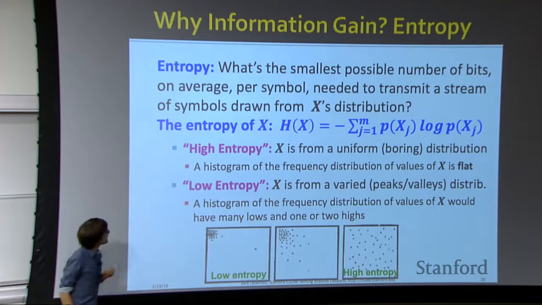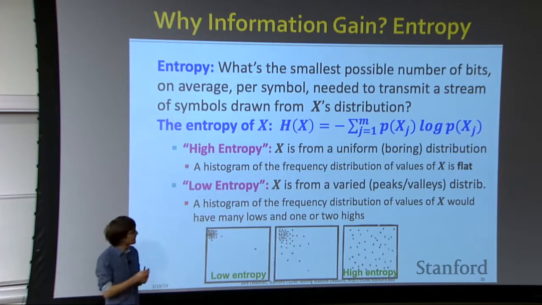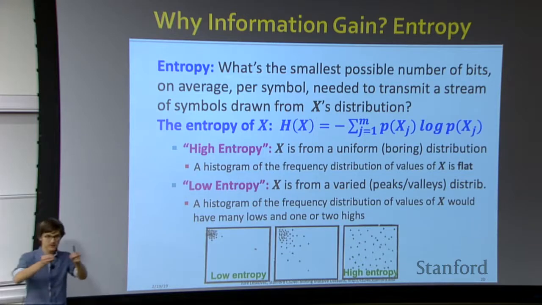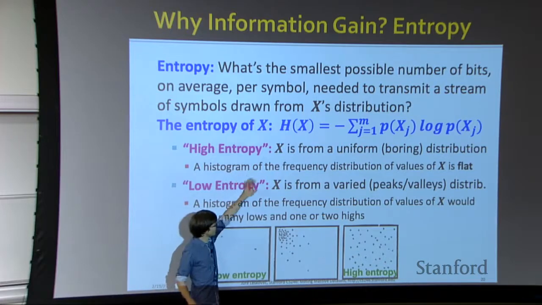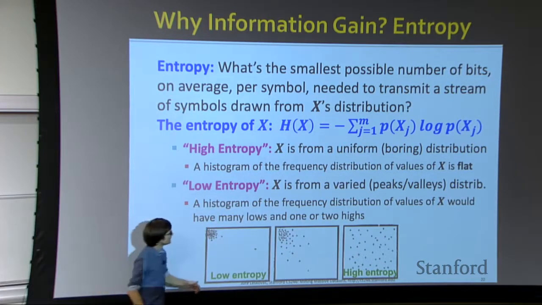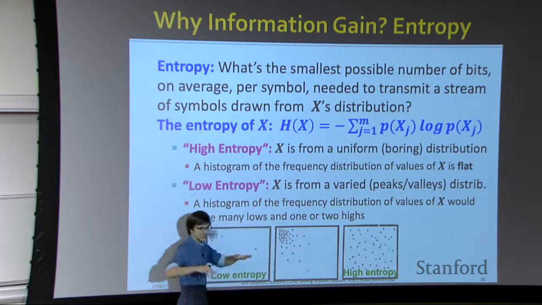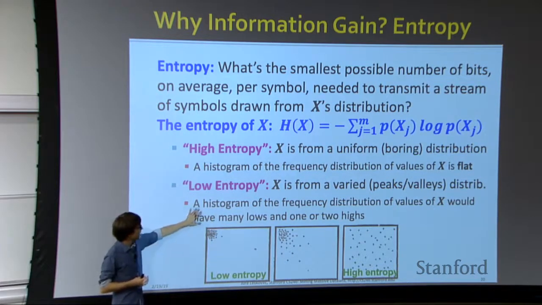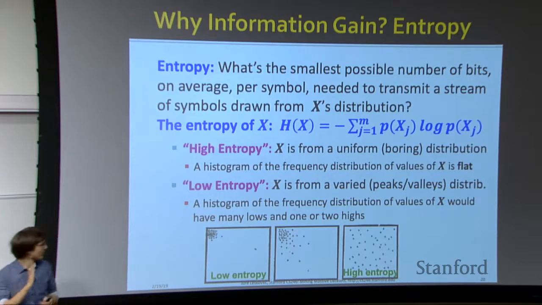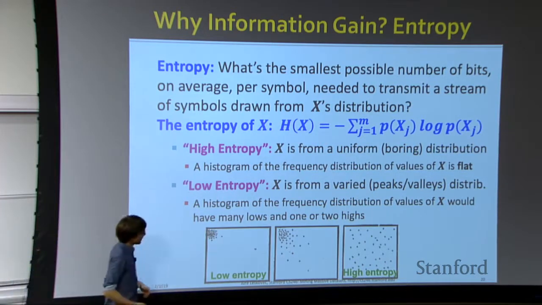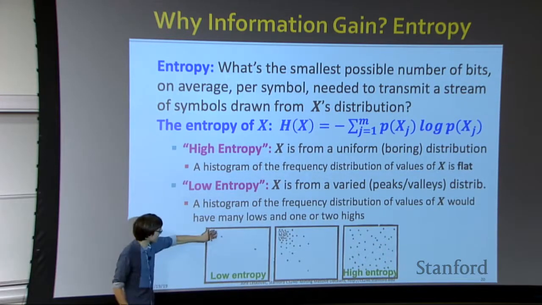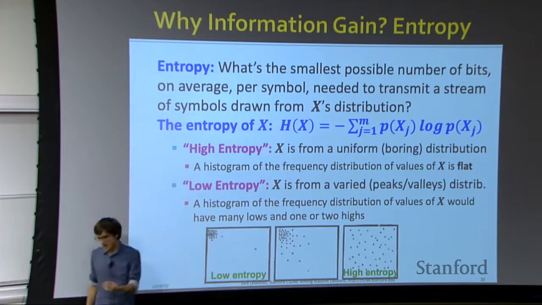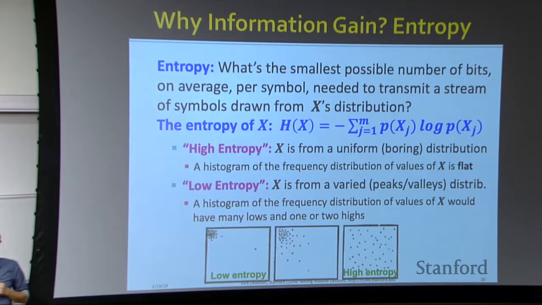And intuitively, the idea is if I have high entropy, then the distribution of X is uniform. It's in some sense boring. The histogram basically would be flat. And if I have low entropy, then X is from a varied distribution with a lot of peaks and valleys, and the histogram of this distribution will have narrow peaks. So high entropy is this kind of uniform noise. Low entropy is when the data is concentrated in a small part. So this is about the entropy of a single random variable.